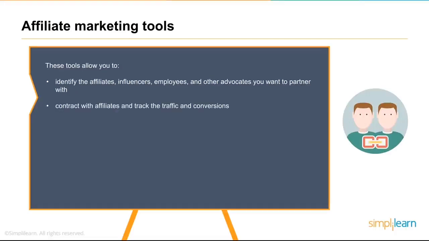So the other benefit here is you can contract with affiliates and track the traffic and conversions. Well, what do I mean by that? Well, if you do use CJ.com, by no means am I only endorsing that platform. There are plenty others out there. But whatever platform you use, you're going to want to be able to set up terms and conditions with that particular affiliate. So you could set up terms and conditions for, say, 10% off all sales, as an example.